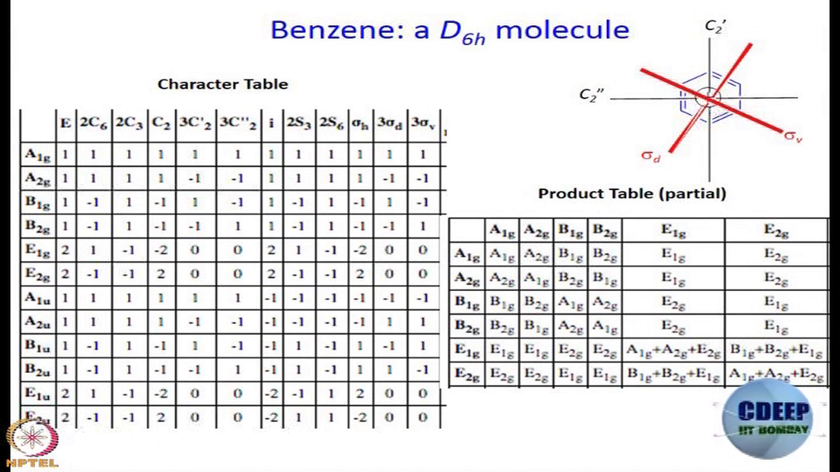C2 is C6 cubed, right? Start from here, C6, another C6, another C6. That is essentially a C2. Why do I not write 2C2? I have written 2C3, I have written 2C6. Why have I not written 2C2?